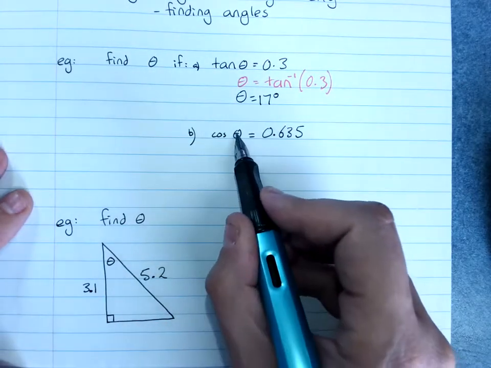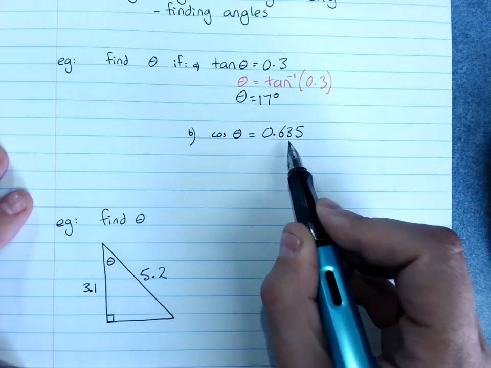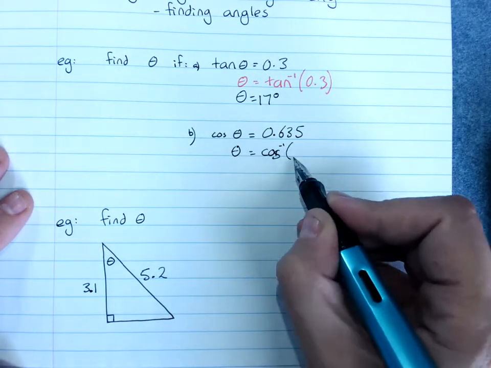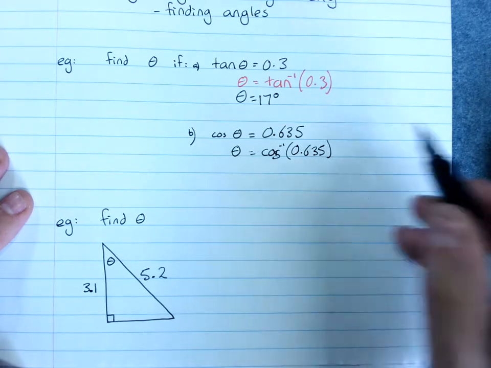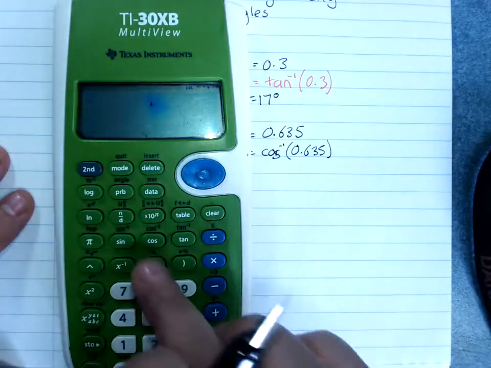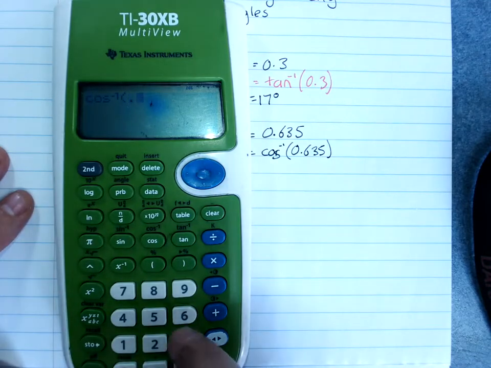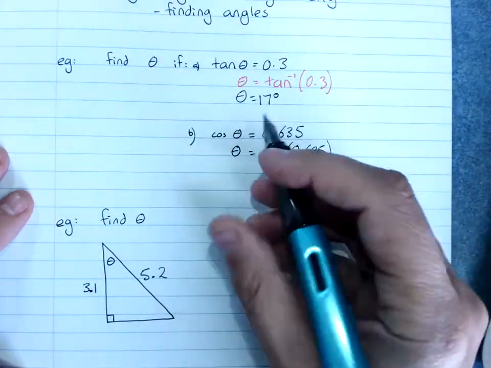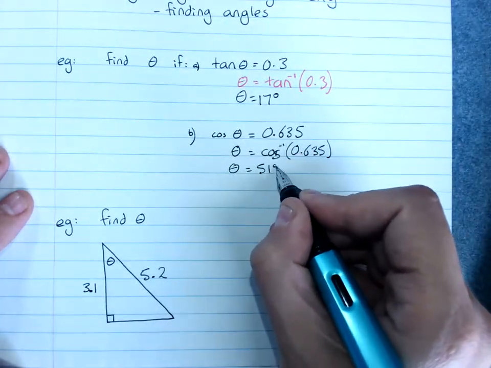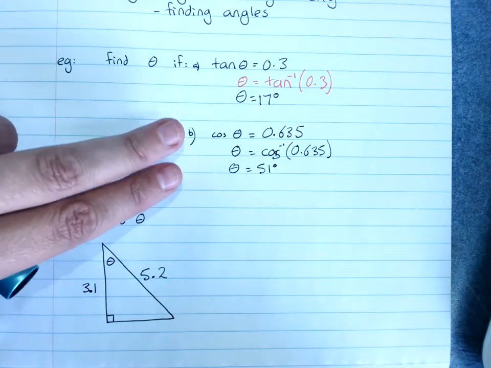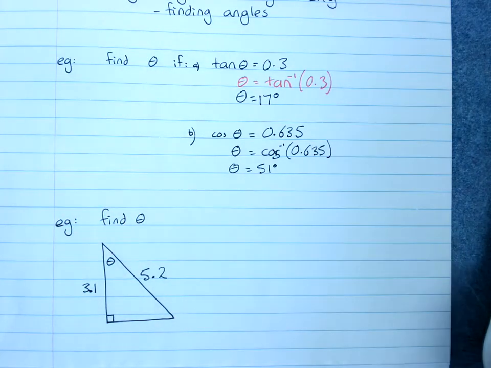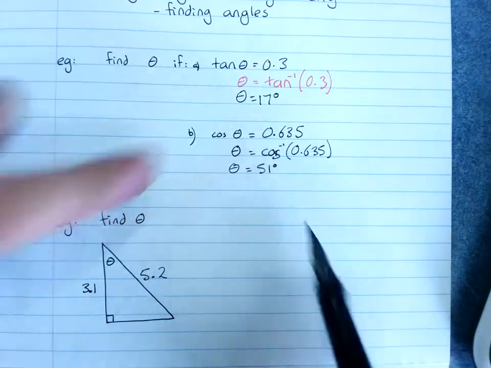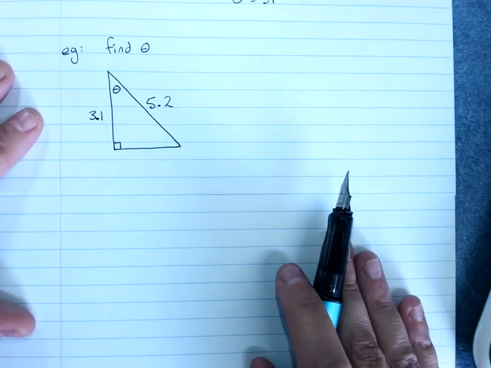So to solve this one, cos theta equals 0.635. So theta equals inverse cos 0.635. Inverse cos 0.635. The angle is 51 degrees. Now that's just checking that we understand how to use inverse of the trig ratios, knowing the ratio, asking for the angle. The type of question we'd usually have to solve is this.